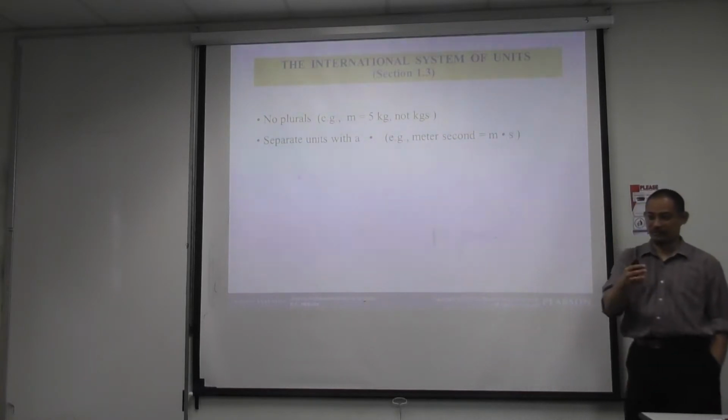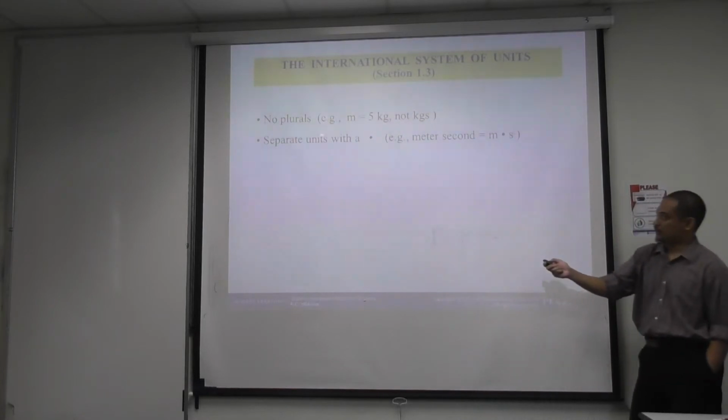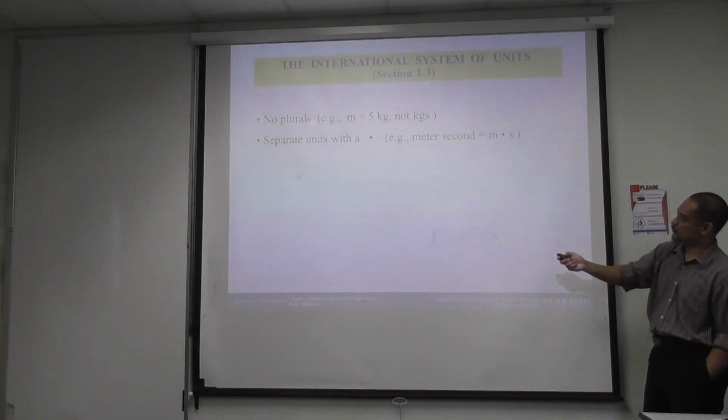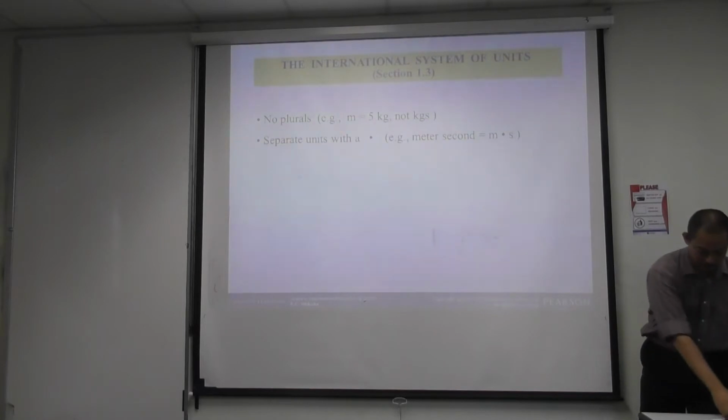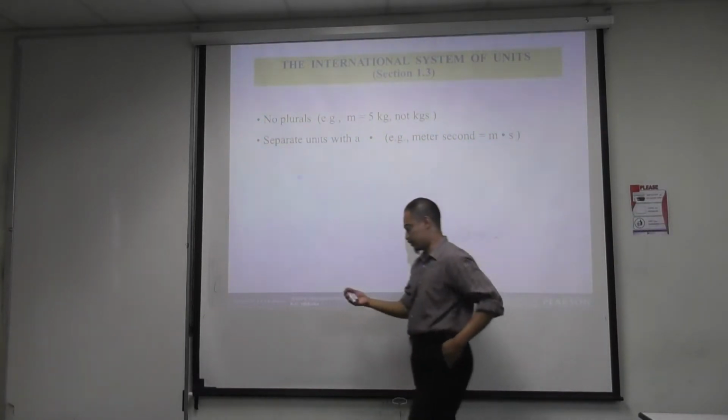It's not 1 kilogram, 5 kilograms. This is not English. So kilogram is kilogram. And then if you have to separate two different units, it should be different. It should be like that, m dot a.